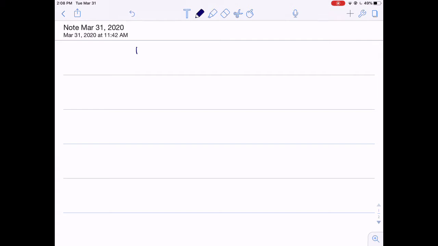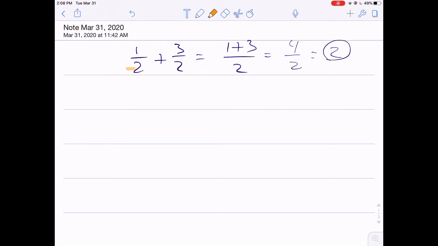Now you can remember if you added 1/2 plus 3/2, when you're adding fractions, you had to make sure you had the common denominator. So you had the 2's here that add up. So it'd be 1 plus 3 over 2, common denominator, which would be 4 over 2 or just plain old 2. But when you add or subtract, you've got to have the common denominator. So that should be straightforward enough.